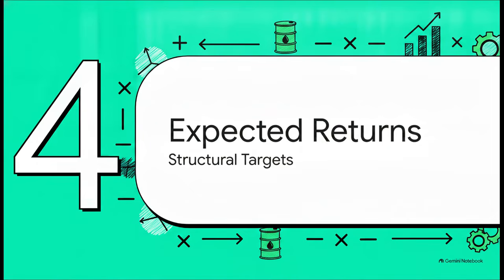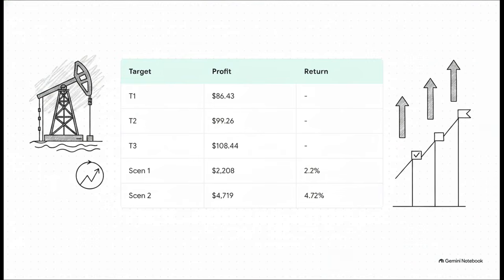Next up is Section 4, Phase 1, Expected Returns. Let's log the specific coordinates for our targets using simple arithmetic. Target 1, representing the mirror delay or lower trapezoid boundary, is at $86.43. Target 2, which is apex N, sits at $99.26. And Target 3, the trapezoid top, is located at $108.44.